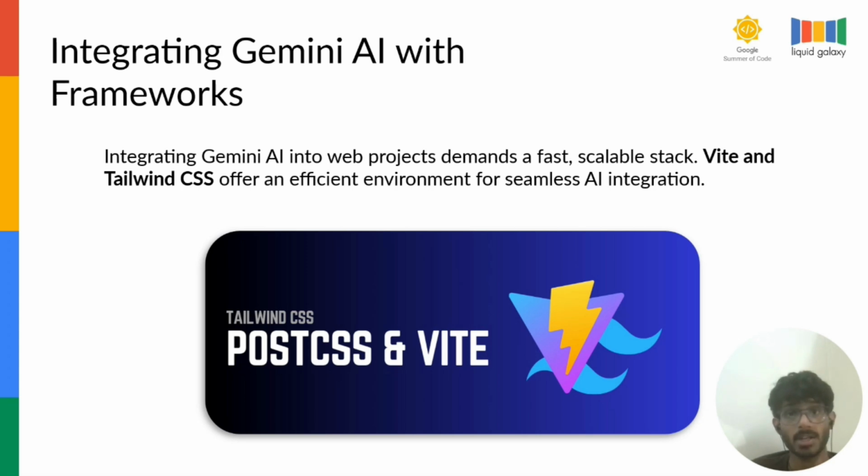Next, we have Tailwind CSS, which helps us style the AI-driven interface dynamically, whether it's changing themes based on user preference or highlighting AI-generated content. Tailwind's utility-first approach makes the UI both responsive and visually engaging. So, by combining Vite's speed, Tailwind's flexibility, and Gemini AI's intelligence, we can create a fast, efficient web experience. So, head to the next slide.